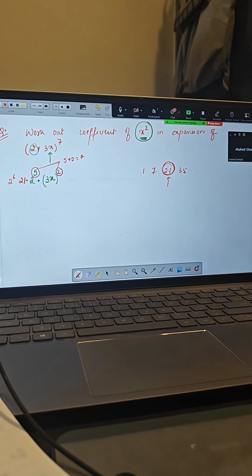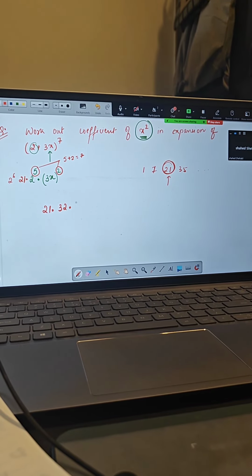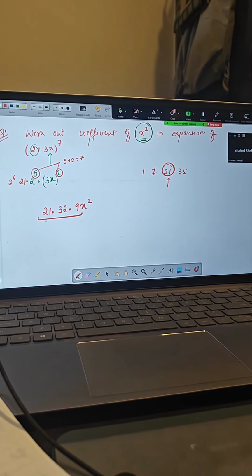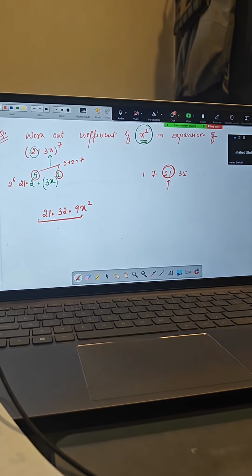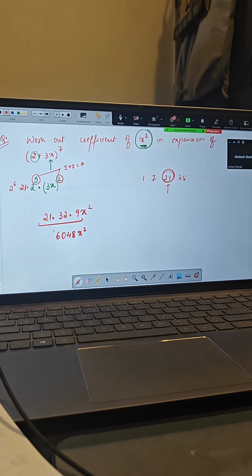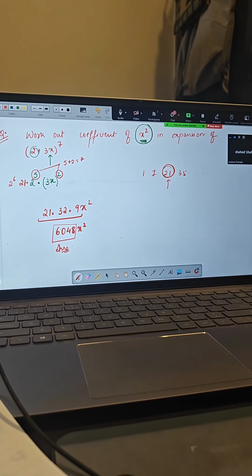So your answer is basically, now if you expand this, 21 times 2 to the power of 5 is 32, times (3x) whole squared, which is actually 9x squared. So this product, 21 times 32 times 9, let me just do it in the calculator, will give you 6048x squared. So that means the x squared term will have this as the coefficient, and that's your answer. Did you get it? Oh, yeah. It's pretty simple.